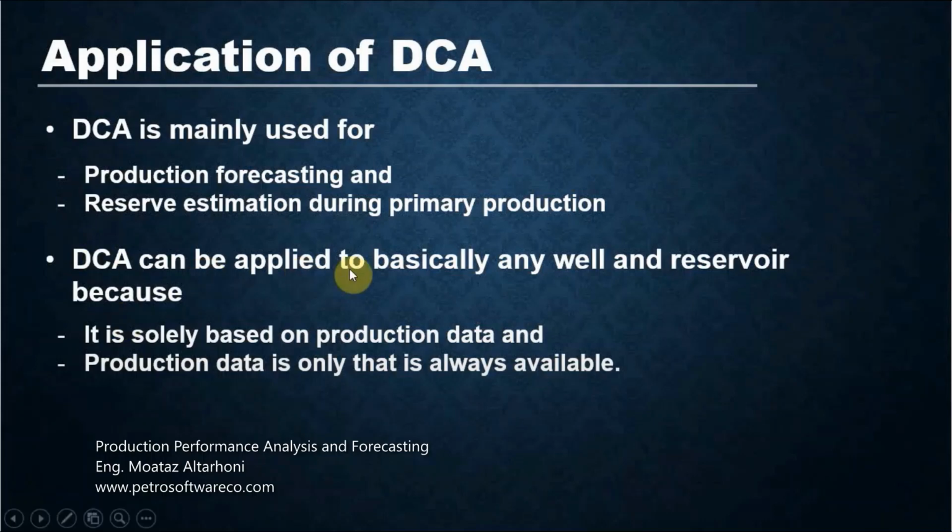As we talked in the first slide for this lecture, the objectives of decline curve analysis are production forecasting and reserve estimation during primary production. Decline curve analysis can be applied to basically any well or reservoir. Yeah, that's important. As we talked, it can be applied for wells or a reservoir. Why? Because it only depends on the production data, and the production data is always available, and we have good data, as well as it having more confidence than other data.